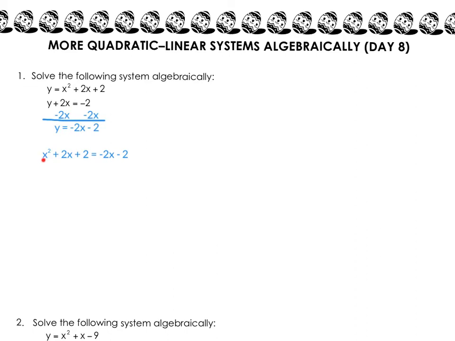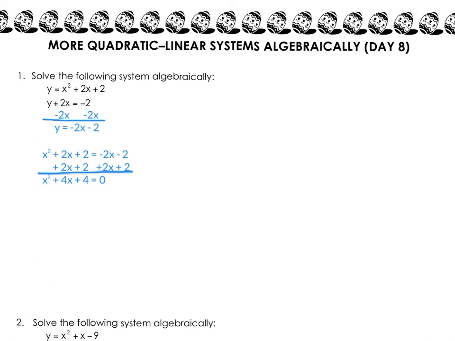So right now, since it's a positive x squared, I'm going to leave that one on the left-hand side, and I'm going to move the 2x and the 2 to the other side by doing inverse operations. So that means I'm going to add the 2x and the 2 to both sides. When I combine like terms, I end up with x squared plus 4x plus 4 equals 0. Now I'm ready to solve this quadratic.